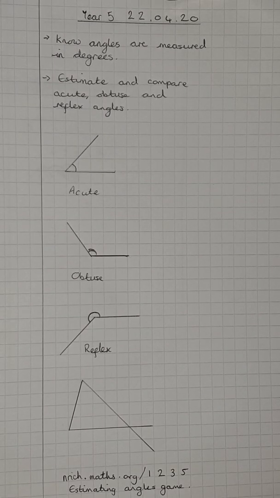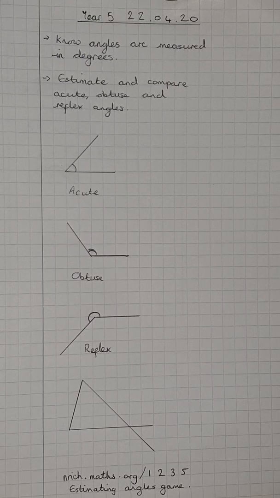Hello, and in today's video I'm going to be talking about the Year 5 objectives around angles. So the first objective is to know that angles are measured in degrees, and then the second objective is to be able to estimate and compare acute, obtuse and reflex angles.